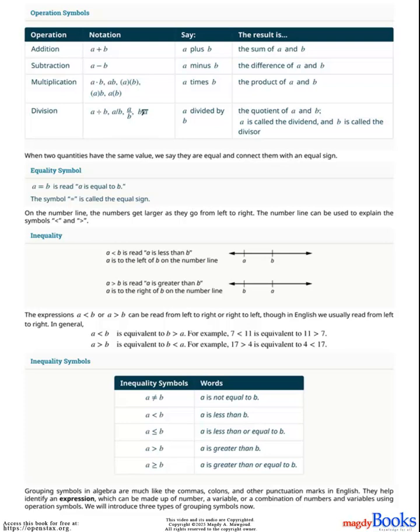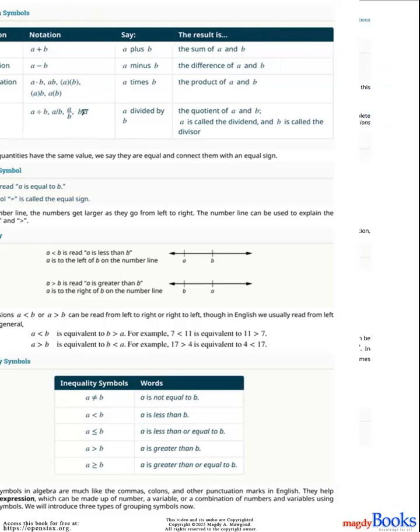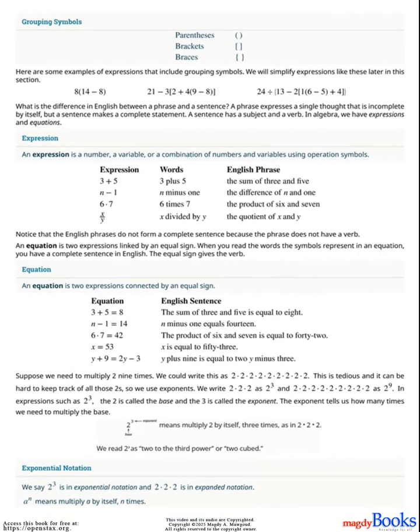Grouping symbols in algebra are much like the commas, colons, and other punctuation marks in English. They help identify an expression, which can be made up of a number, a variable, or a combination of numbers and variables using operation symbols. We will introduce 3 types of grouping symbols now. G. Grouping symbols. 1. Parentheses. Left parenthesis or open parenthesis. Right parenthesis or closed parenthesis.